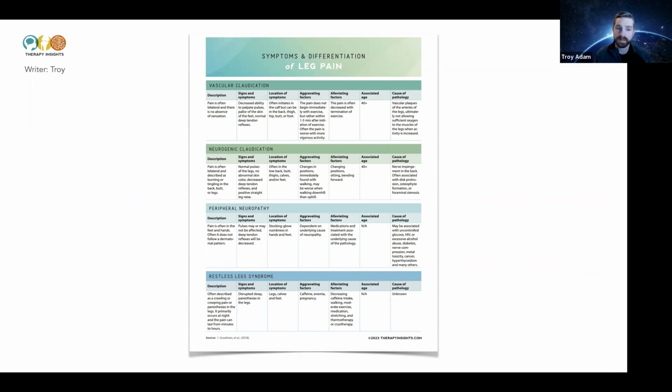But it's about symptom reduction, medication management, diet management, probably more than musculoskeletal treatment approaches. Great, thank you, Troy.